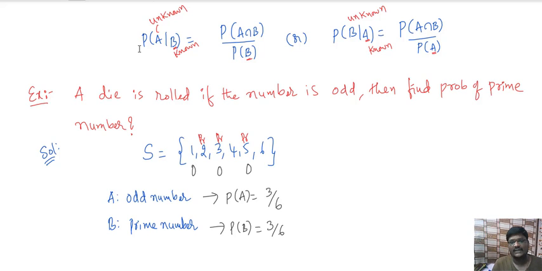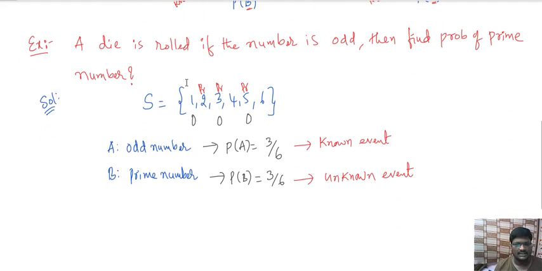Here also you are having. And if you observe this properly, this A, odd number, is nothing but a known event that you know. But this prime number you don't know, so which is an unknown event. Am I correct? Yeah, that is a part of this one.